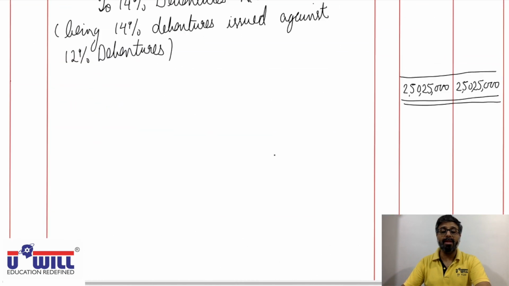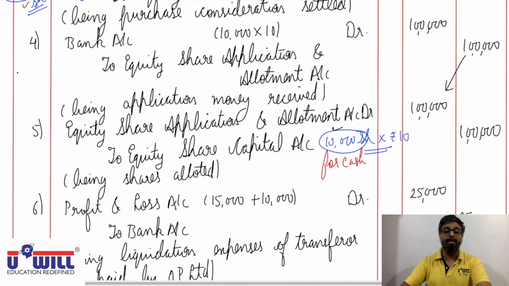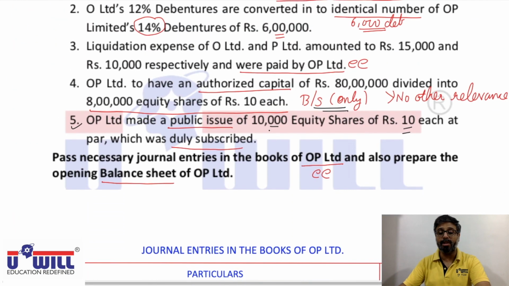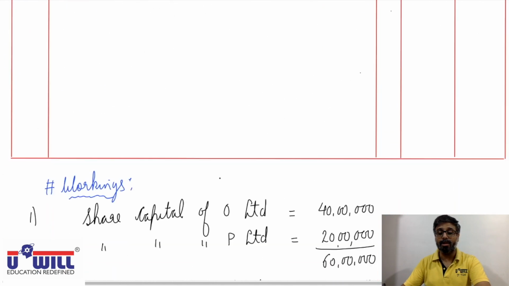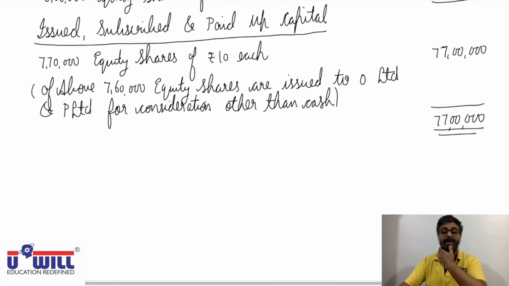From entry number 3, 76 lakhs divided by 10, 7,60,000 equity shares are issued to O Limited and P Limited shareholders. From entry number 4 and 5, 10,000 shares of rupees 10 each. You can see in adjustment 5 also, 10,000 equity shares are issued to the public for cash. So 7,60,000 plus this 10,000, 7,70,000 equity shares of rupees 10 each are issued and subscribed capital.